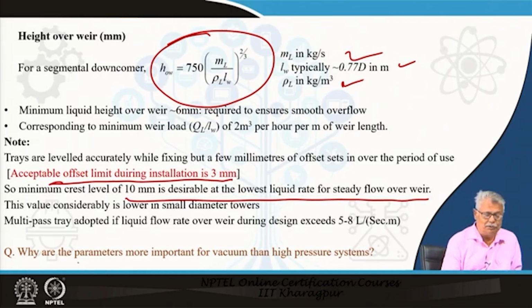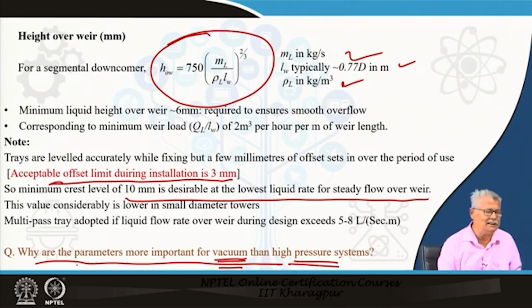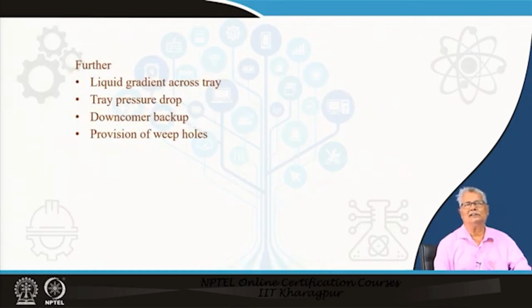Now, I have a question for you. Why are these parameters more important for vacuum? That means for a tower which is operating under vacuum compared to what you have in a high pressure system. The answer is obvious. It is basically the pressure drop which is at a premium in case of a vacuum tower, and a slight difference in level will make a difference in the total pressure drop of your column, and it will be affecting your design, and you will be spending more in creating the vacuum, and there will be a larger pressure difference between the top and the bottom of your vacuum column.